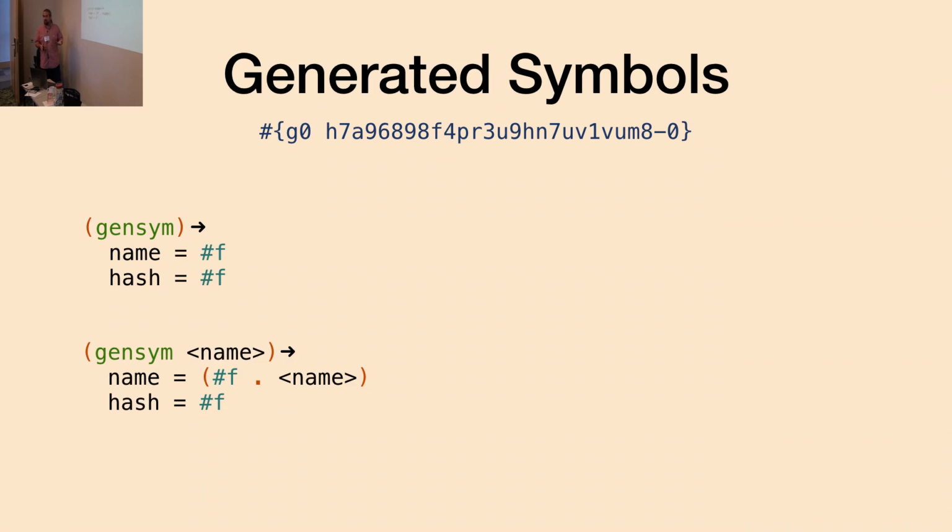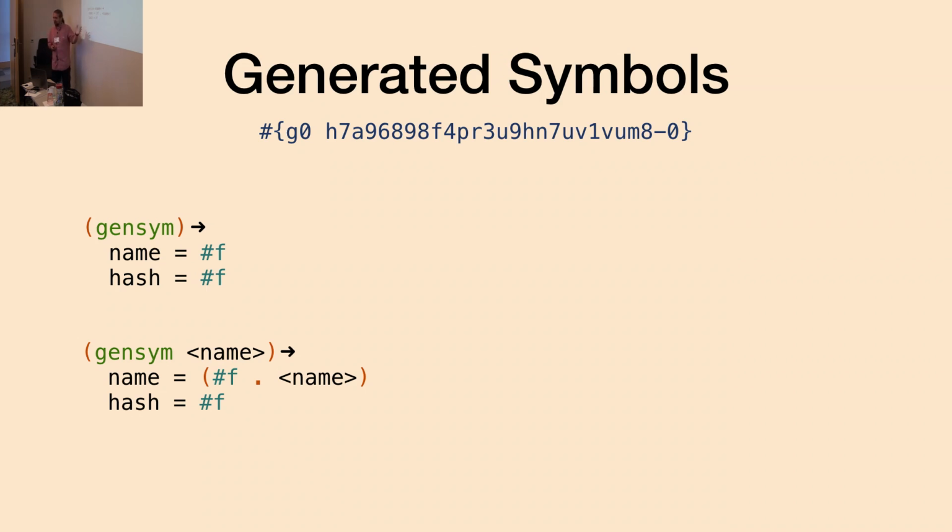If you give it a pretty name, we still don't fill out the name completely. We actually put a pair in for the name, where the first element of the pair represents the unique part of the name, and the second part represents the pretty part of the name. Obviously, we can't just put the pretty part of the name in here, because then we wouldn't be able to differentiate it from all the other symbols in the system, which just have the name in there. And the hash is, again, left blank.